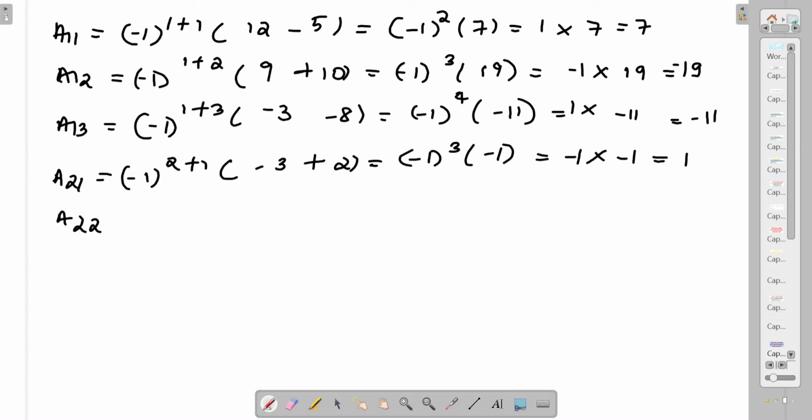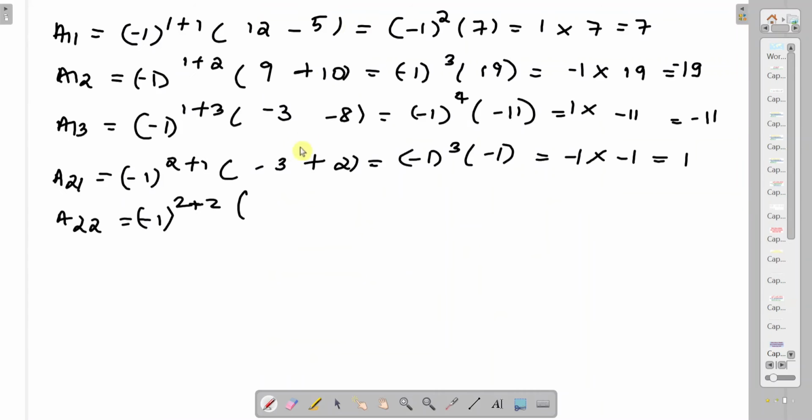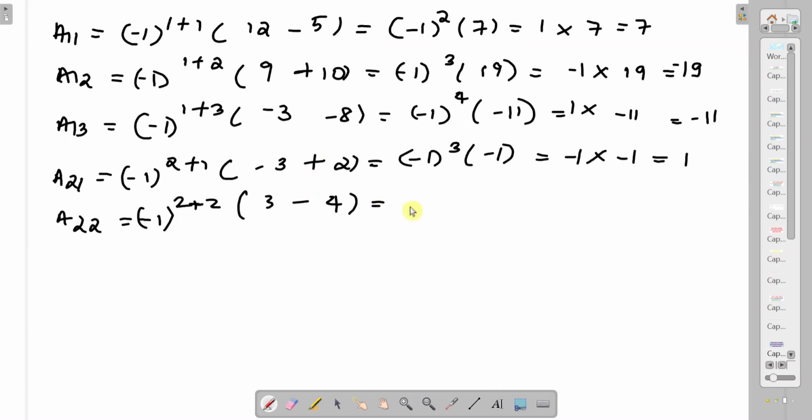Then A22, so minus 1 raised to 2 plus 2, so that is nothing but multiplied by, we have now to hide the second row and the second column, so 3 times 1 is 3, minus 2 times 2 is 4. Okay, so minus 1 raised to 4 times minus 1, which is 1 times minus 1, which is minus 1.